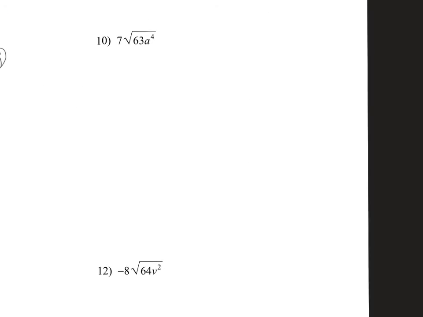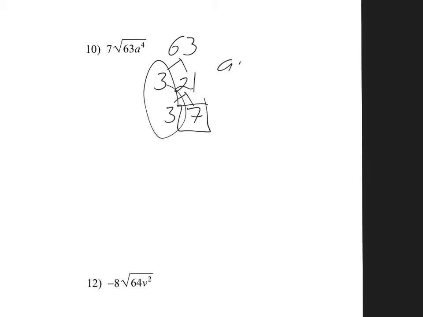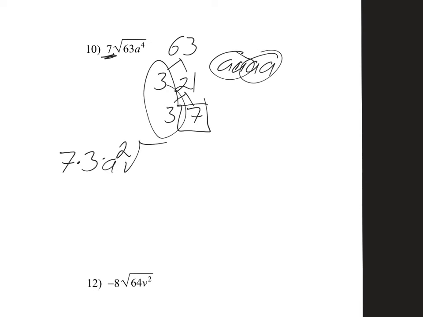Okay, next one. 63. Let's see, what can go into this? 3 and 21. 3 and 7. And then I can't do anything with 7. So I have a pair of 3's and a 7. 1, 2, 3, 4. I have one pair. I have 2 pairs. So I have 7 from right here times 3 coming from the circle times a. I have 2 circles around my a's. Radical 7. 7 times 3 is 21a squared radical 7.